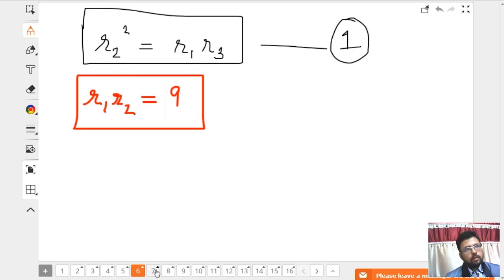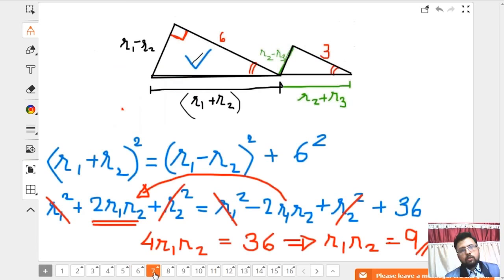Next, what do we do? Calculate for the smaller triangle. What will it be for the smaller triangle? Can you tell me? Similar kind of thing, similar Pythagoras theorem.